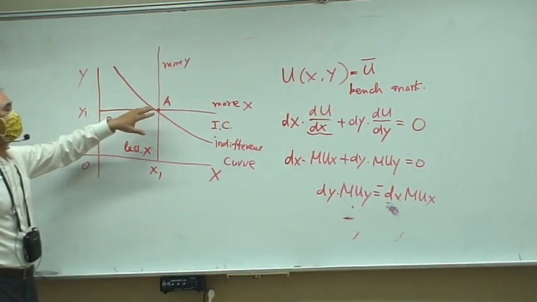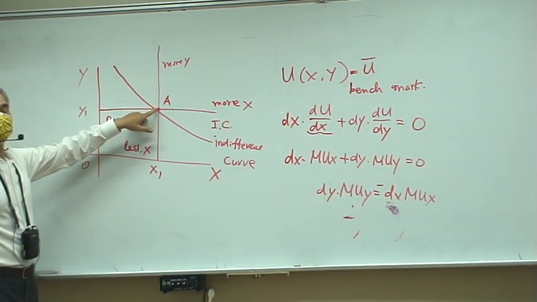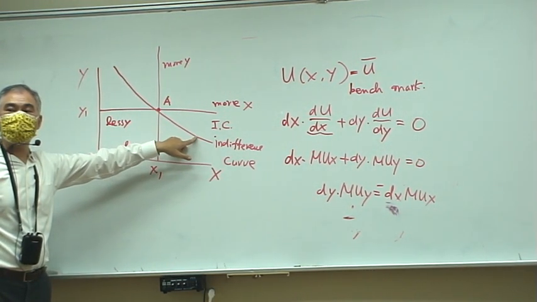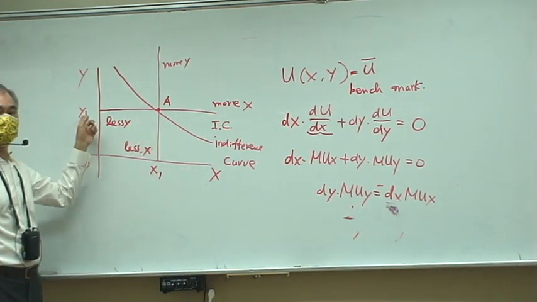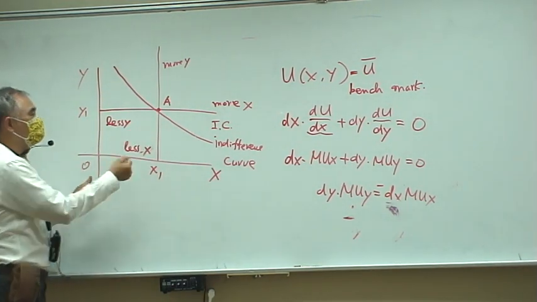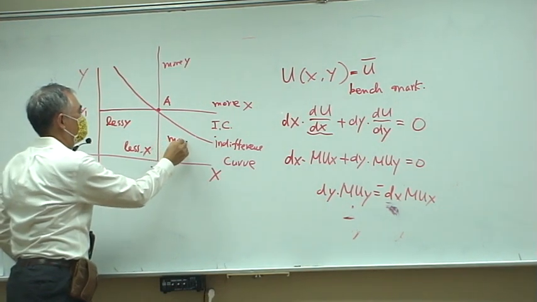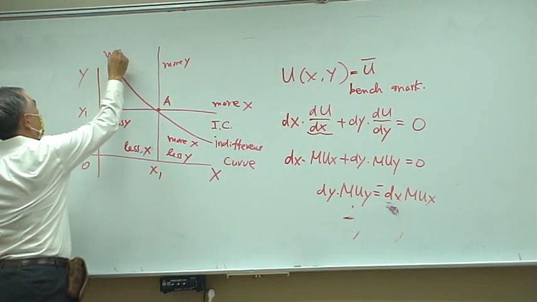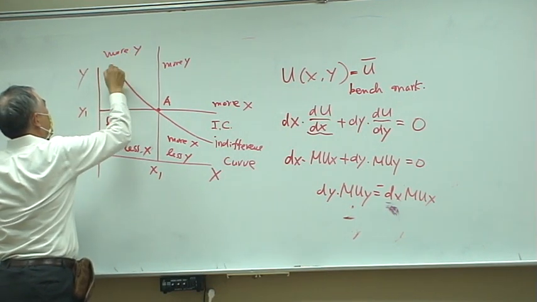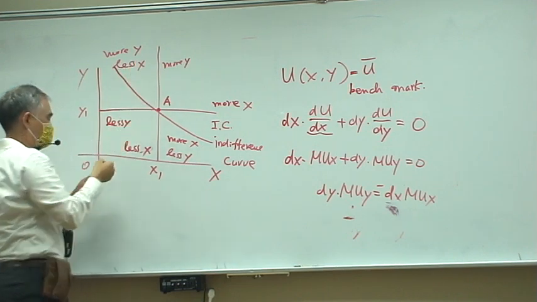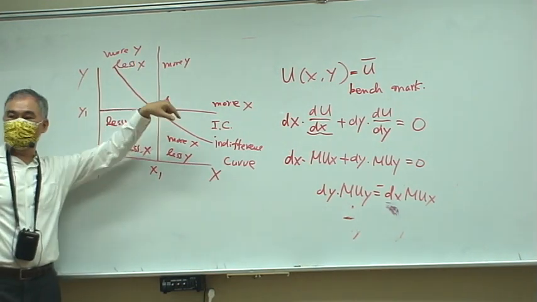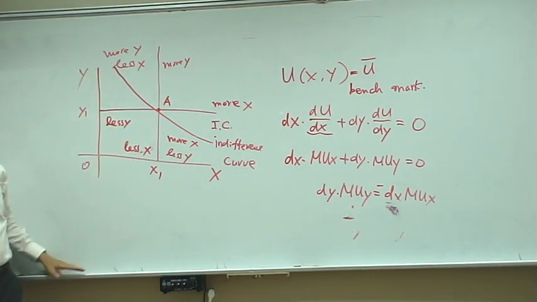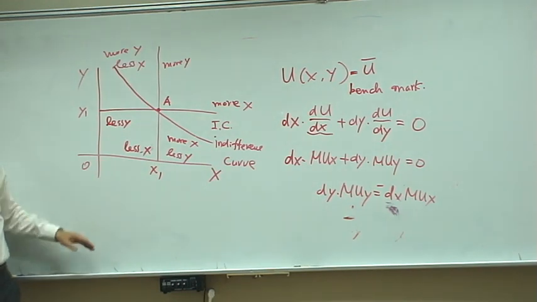So for example, here, if you want to have the same satisfaction level as A, down here you get more X, but then you need to sacrifice some Y. So here you get more X and less Y. Here you get more Y and less X. So this is the way to keep the same satisfaction level. So this is called the indifference curve. And how is that going to help us?